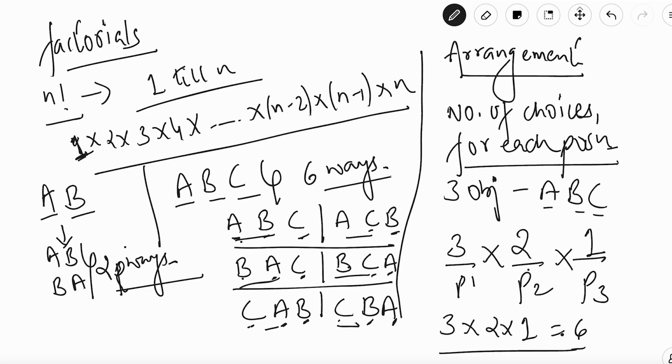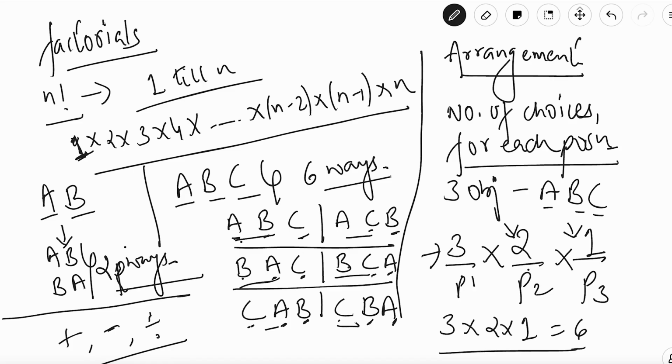Now another question that could arise here is, why are we multiplying them? Why not add them? Why not subtract them? Or even why not divide them? Well, it turns out all these choices are basically independent of one another. For every choice that we have for position 1, there are two choices for position 2, and there is one choice for position 3 when both these positions are chosen. So these choices are independent.